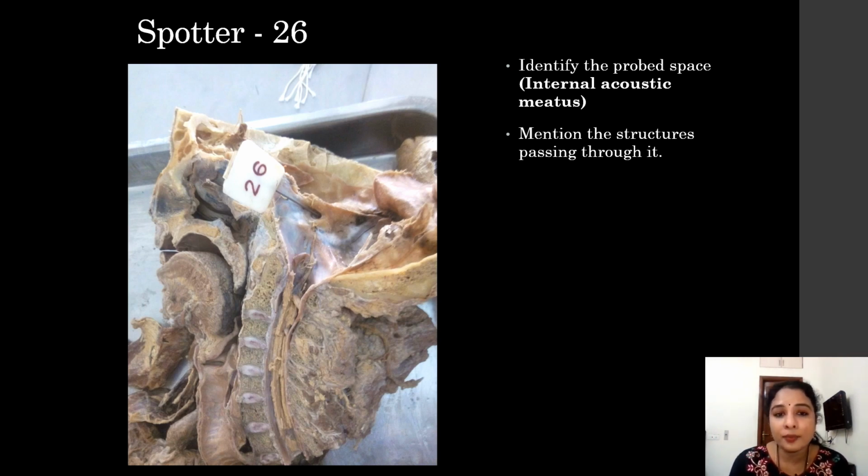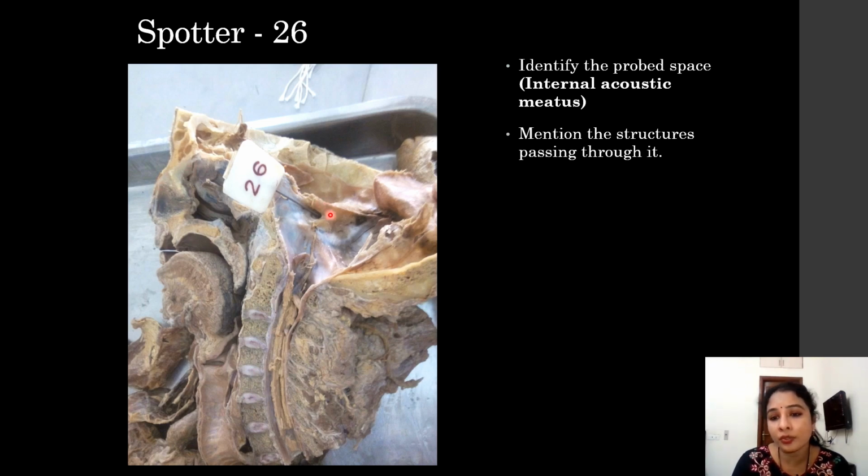The next here, the probed foramen. You might have studied this in osteology also. This is internal acoustic meatus. So what we are seeing, this is the posterior cranial fossa. Here we can see bits of spinal cord and we can see the vertebral column. And here is the surface.